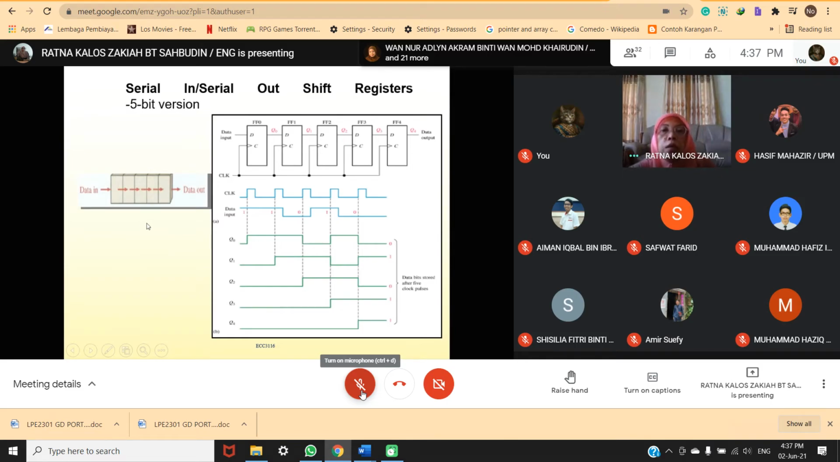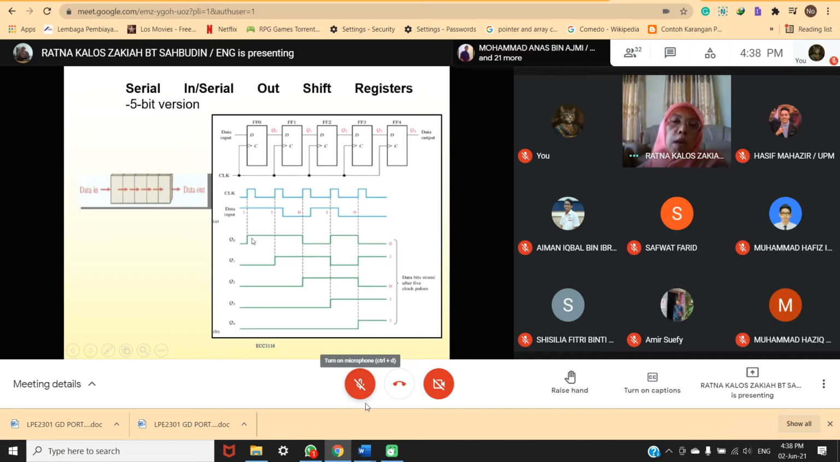So the same diagram just now. There is no bubble here, so this refers to positive edge. So look at the clock, positive edge. And this is the data input. Data input you see here: you have 1, 1, 0, 1, 0.